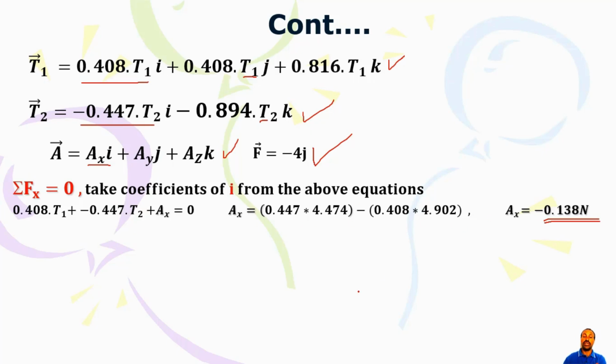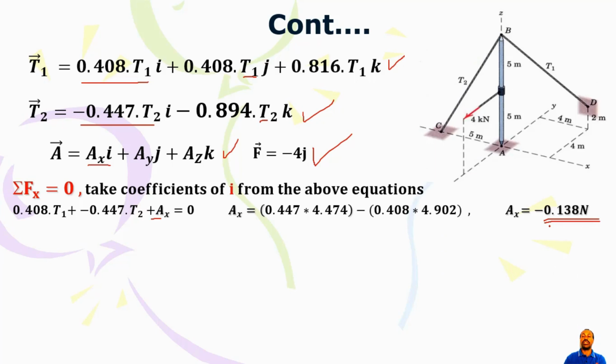AX will be negative, so you assume positive X, but it will be reversed. So I think this is a diagram. So you can have X to this direction, reversed. So this is a free body diagram.